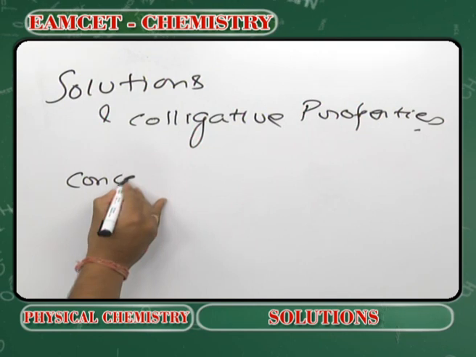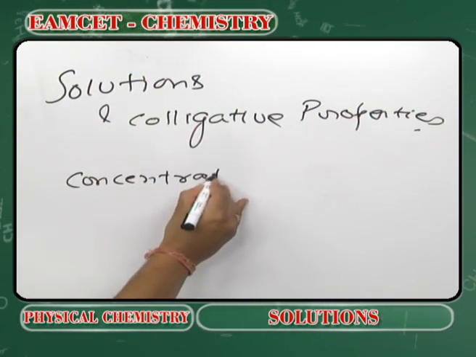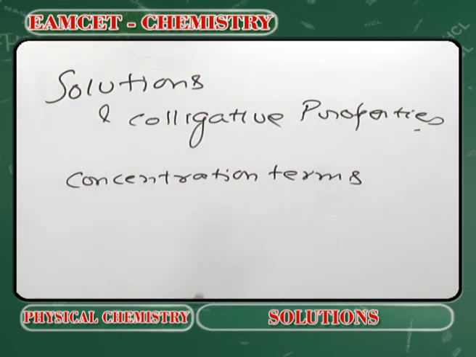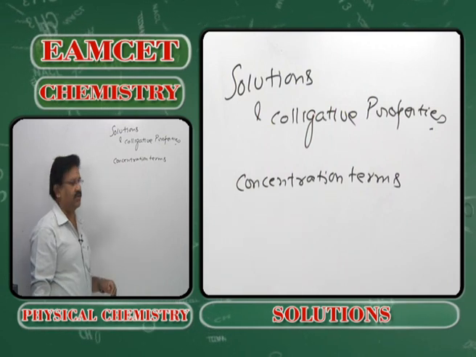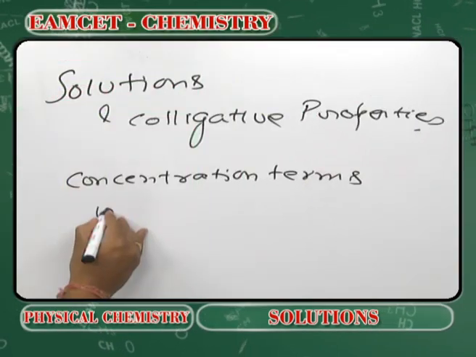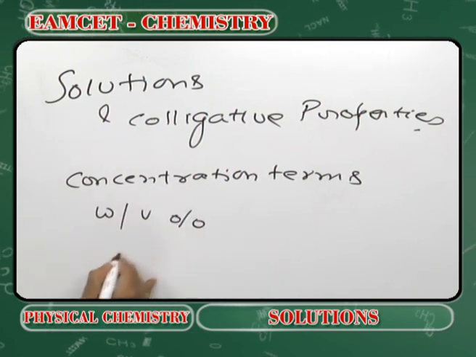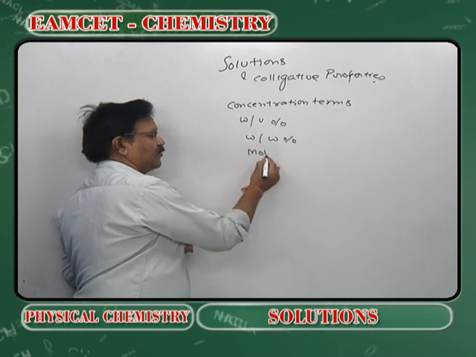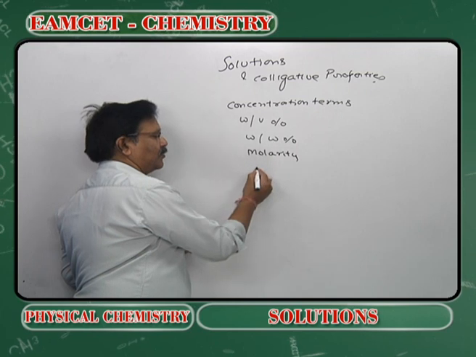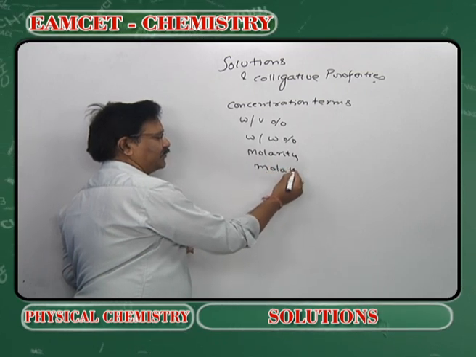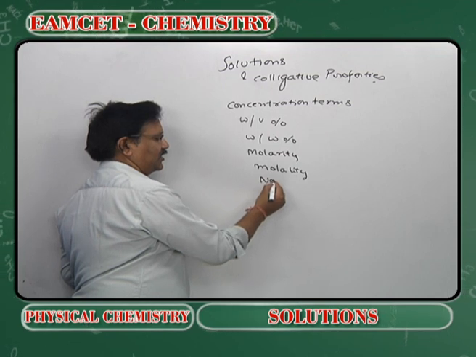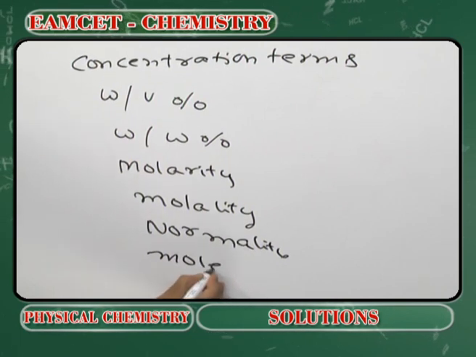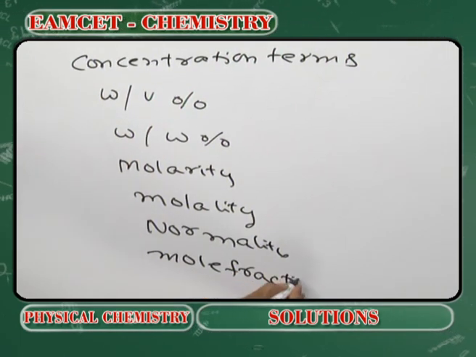What is the usefulness of the concentration term? So concentration terms are used to know the relative quantities of the solute and solvent present in the solution. What are the major concentration terms? Weight by volume percentage, weight by weight percentage, molarity, molality, normality, mole fraction. These are the concentration terms.